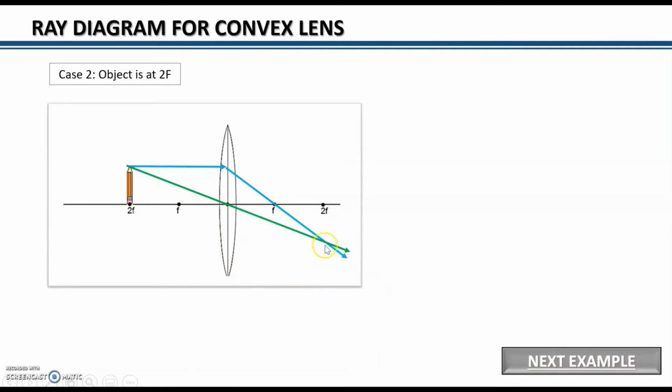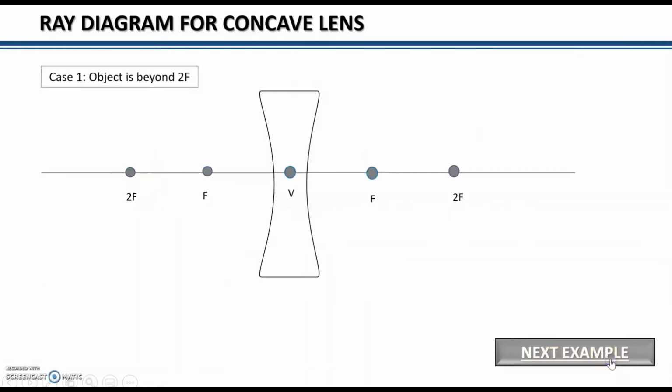So the point of intersection would be here. So that means the image is located here. And you draw it like this. The image is here. Okay, so later on we will describe this image. So we have already two examples for convex lens. Let's have an example for concave lens.